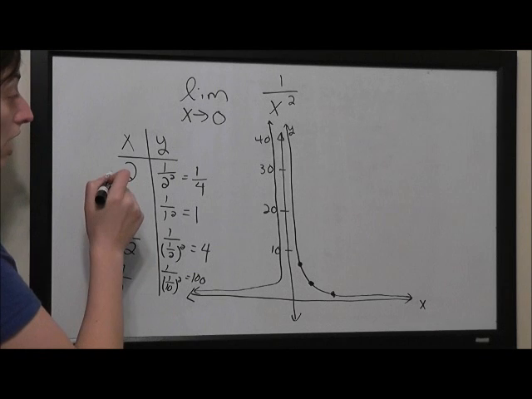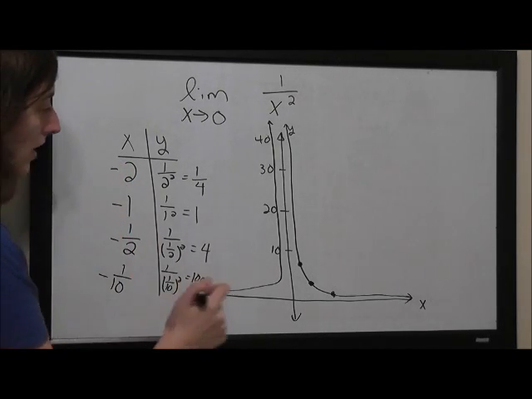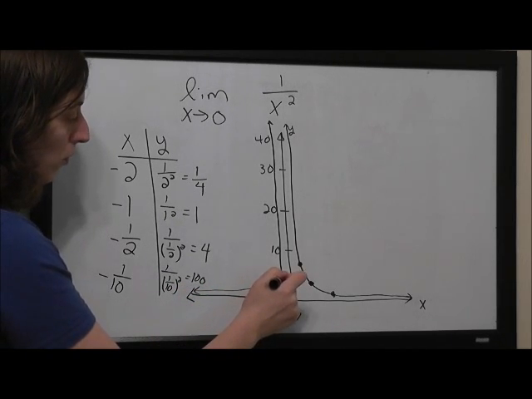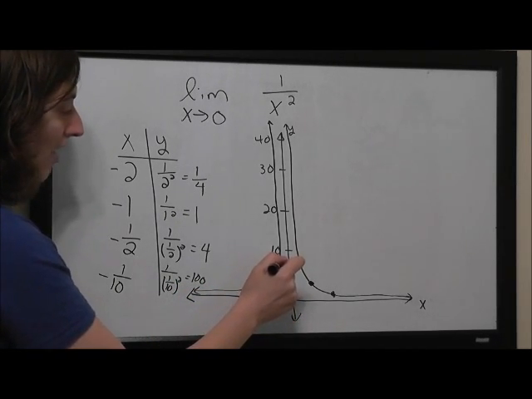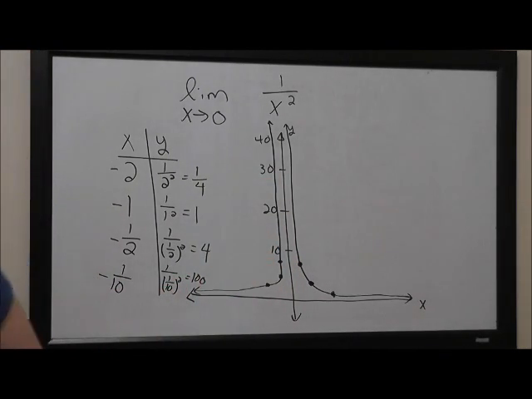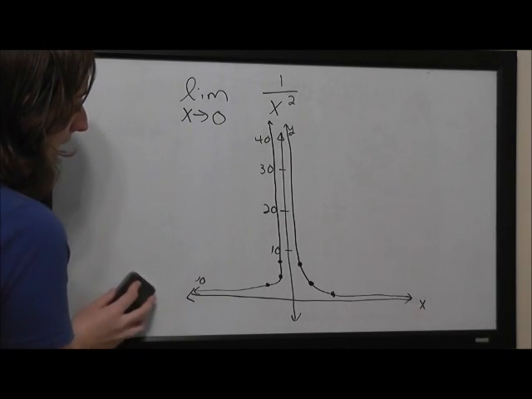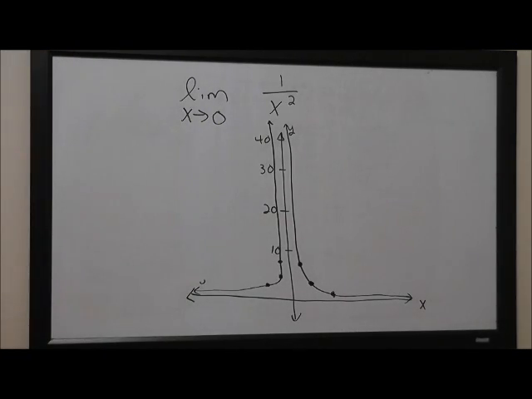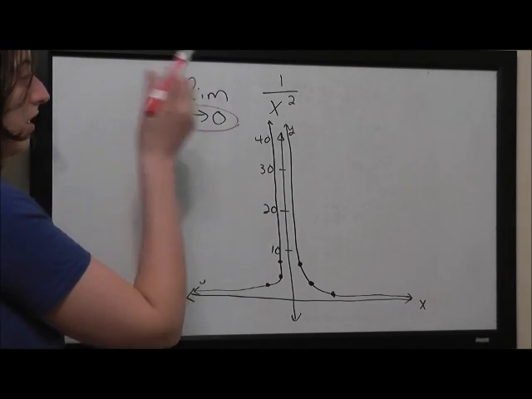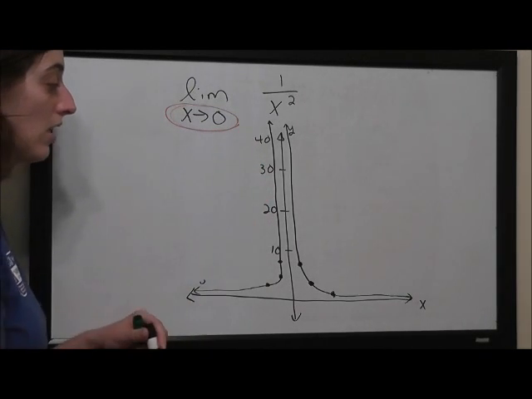And it's a good idea to also use negatives. And when I do that, I'm going to get the same values, 1/4, 1, 4, and then I can draw the other side of the graph too. So now that I have this graph, what we want to figure out is, when we're around 0, how is this function behaving, okay?